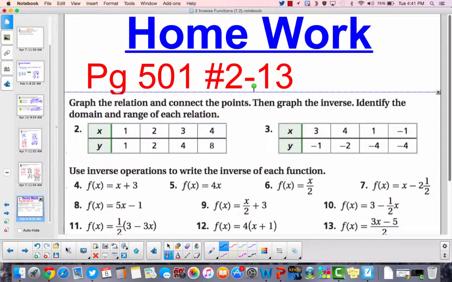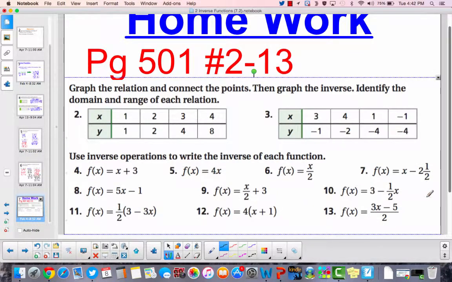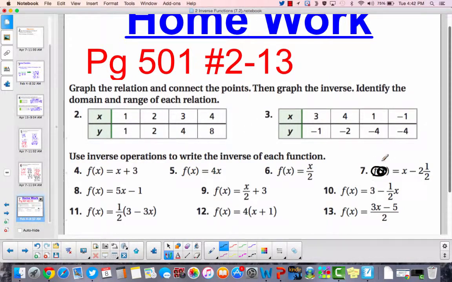Okay, so for tomorrow, I want you to do page 501, numbers 2 through 13. The homework is right here, and I expect you to have that done. Now remember here, we said f of x is the same thing as what? Right, we can replace that with a y. And so then you switch your x and your y. Don't worry about graphing, but do identify the domain and range. All right, I'll see you guys tomorrow.